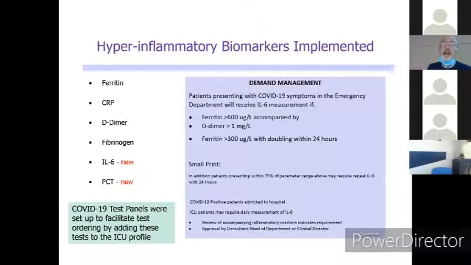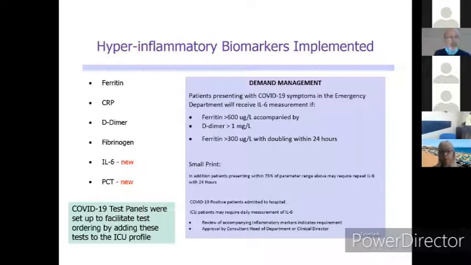And we also set up what we call COVID-19 test panels, which were basically modified ICU panels. And we used them a bit around the hospital, with some little modifications to make it easier to think of ordering these tests. And we also did a bit of demand management initially because we weren't really sure where the numbers were going to go. And for IL-6, for example, we decided to do those only if the ferritin and D-dimer were significantly elevated.